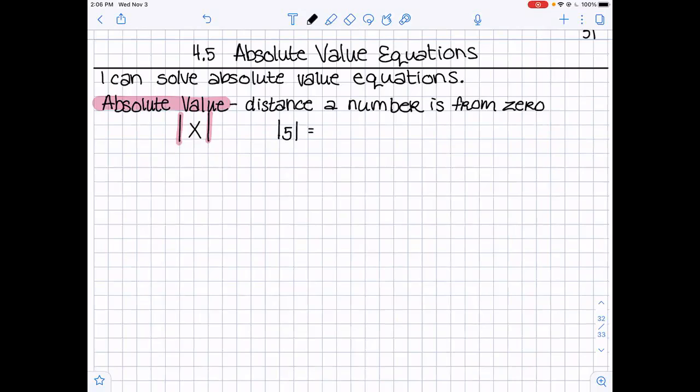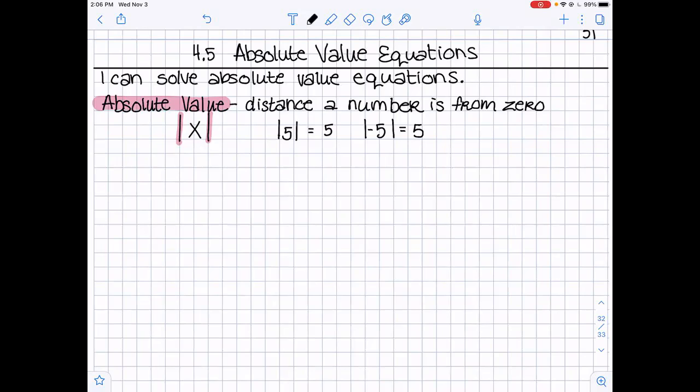Okay, what's the absolute value of 5? 5. What's the absolute value of -5? How far is -5 from 0? 5. Okay, so absolute value cannot be negative. Well, your answer, once you finish, won't be negative. That's absolute value. We're gonna solve equations, but kind of.